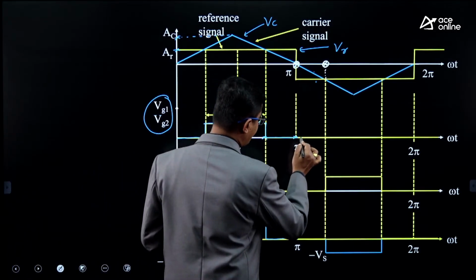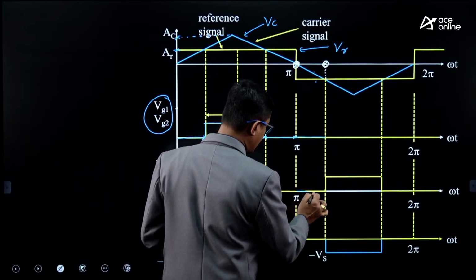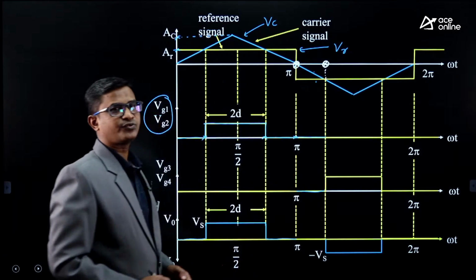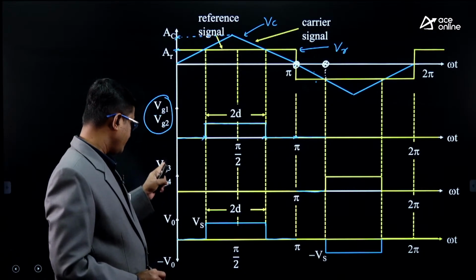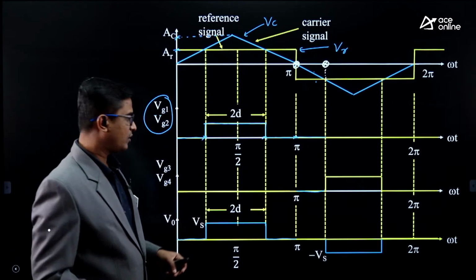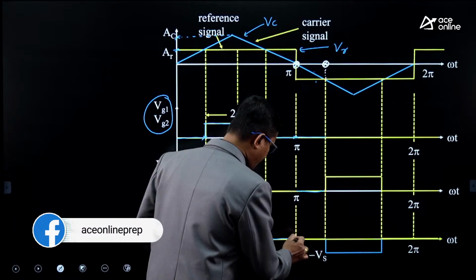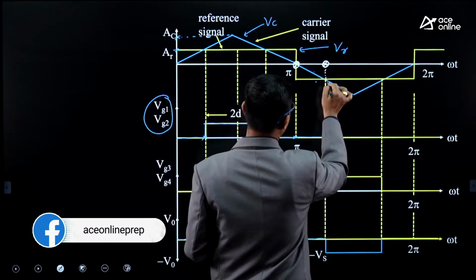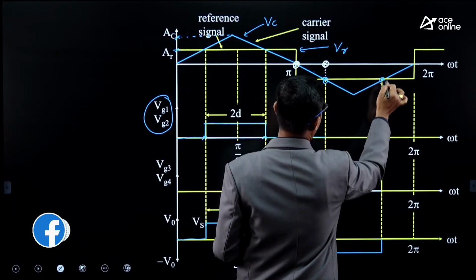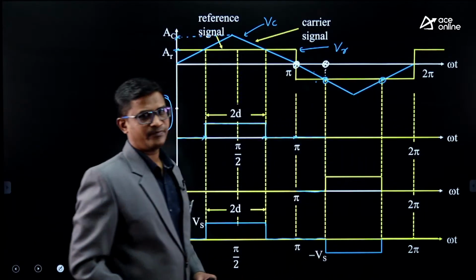You can check from this point till this point, triggering pulses are not provided to any of the switches, not to S1, S2 or S3, S4 also. No triggering pulses are provided. So what is my output voltage? 0.